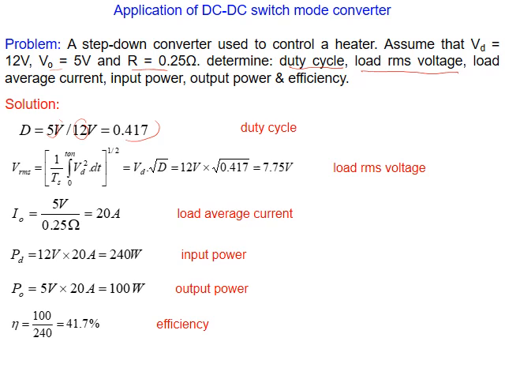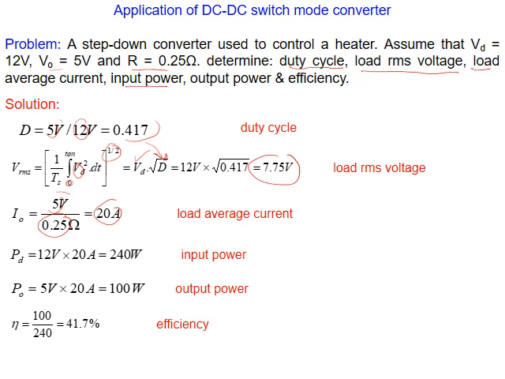Load RMS voltage. Integrate and square root here. VD from 0 to T on, T on to T off will be 0. So I integrated. I got the value here. I have a duty cycle. I already calculated it. VD is given in the question. Now load average current. I have load voltage, I have its resistance, I can calculate it.